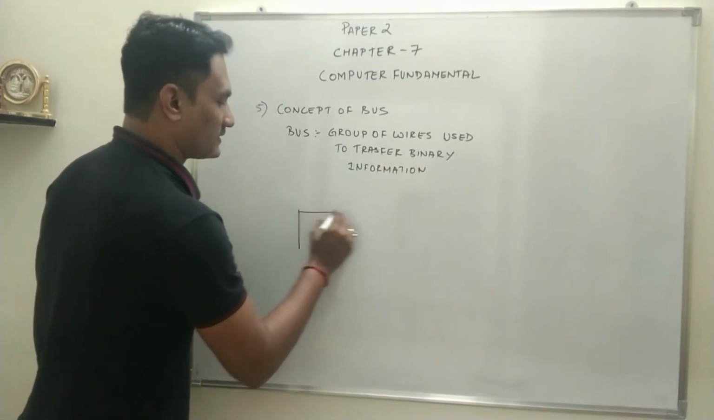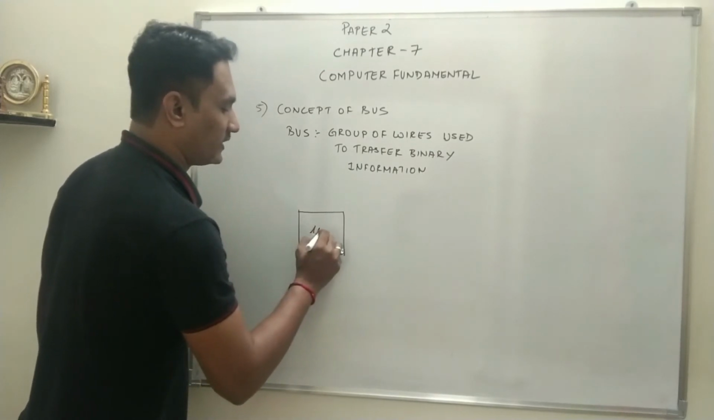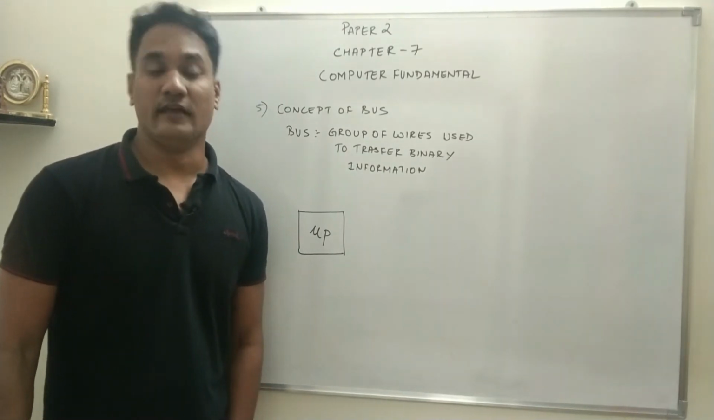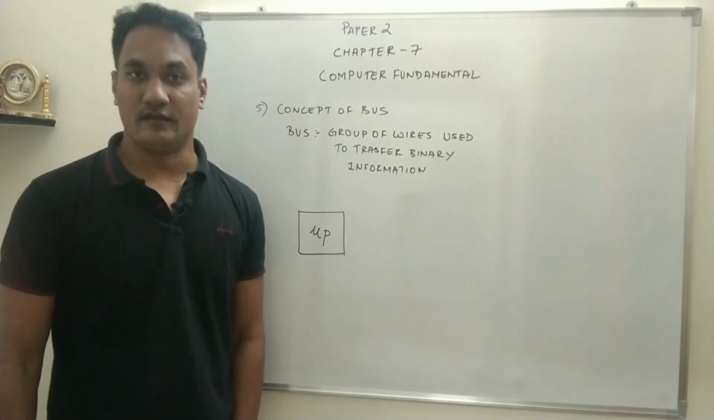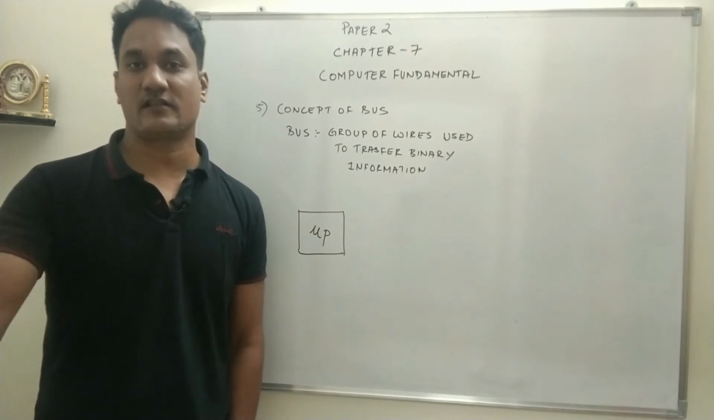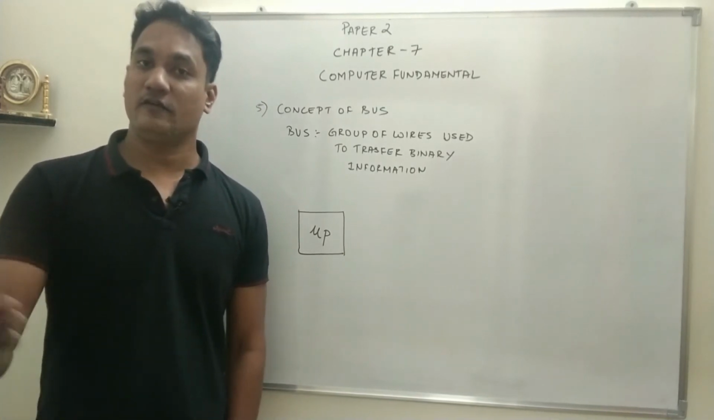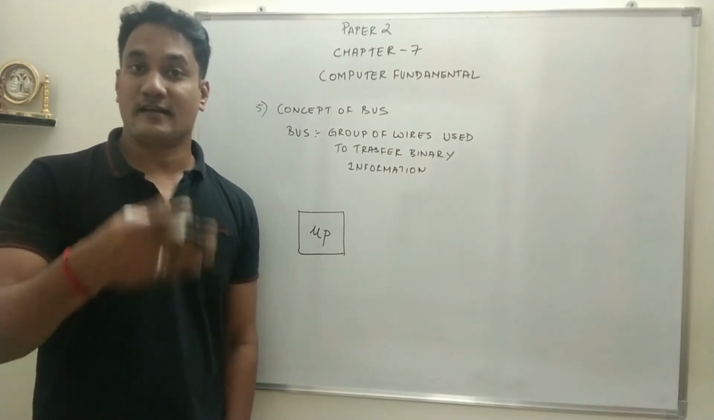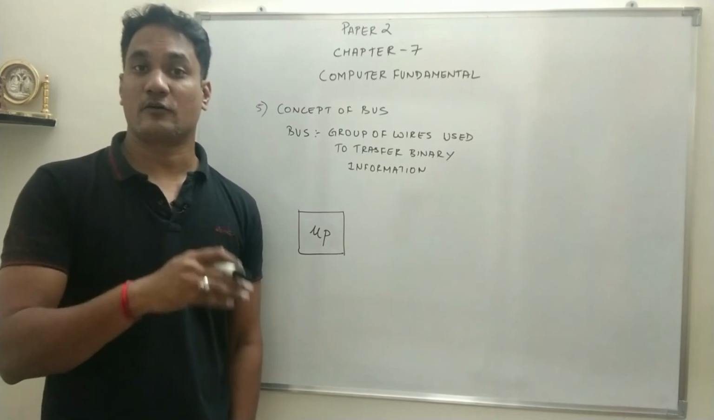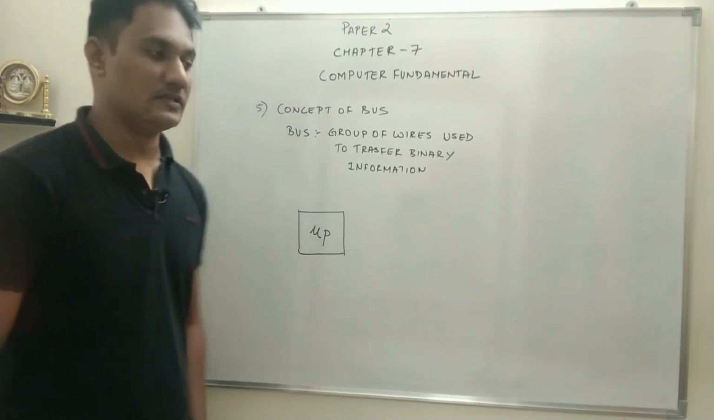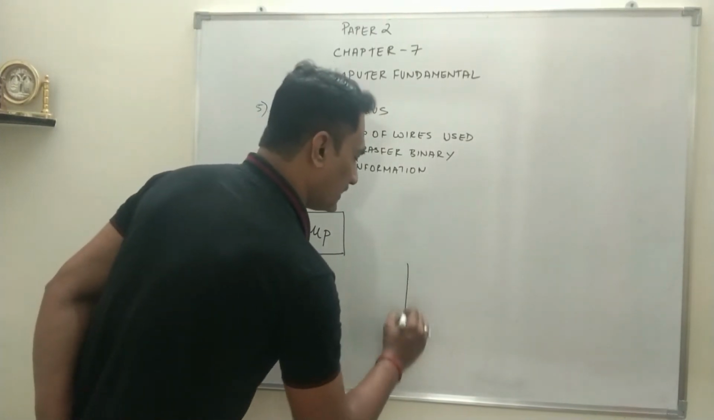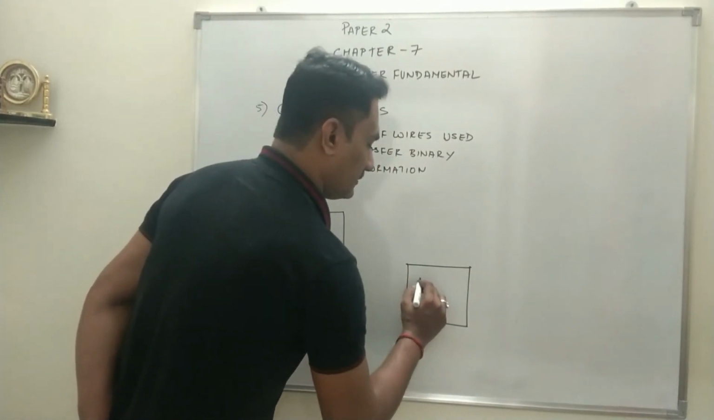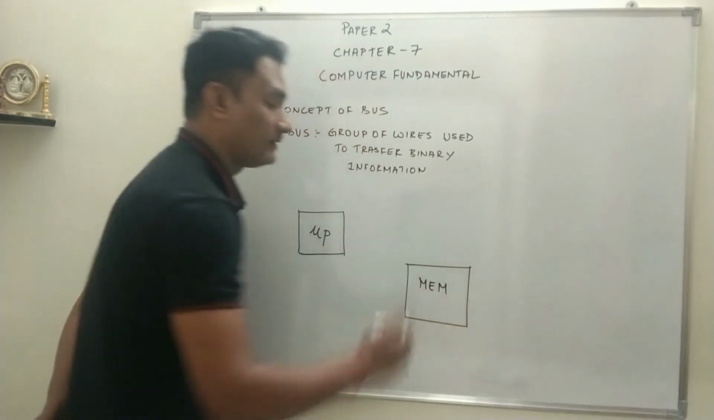The microprocessor, the heart of the computer, communicates with input-output devices and memory. Of course, the data will be stored in memory. Whenever the data is required by the computer, data will be transferred from memory to microprocessor, or sometimes once the data is processed by the microprocessor, data from the microprocessor has to be stored into the memory. So communication will be done between microprocessor and memory.